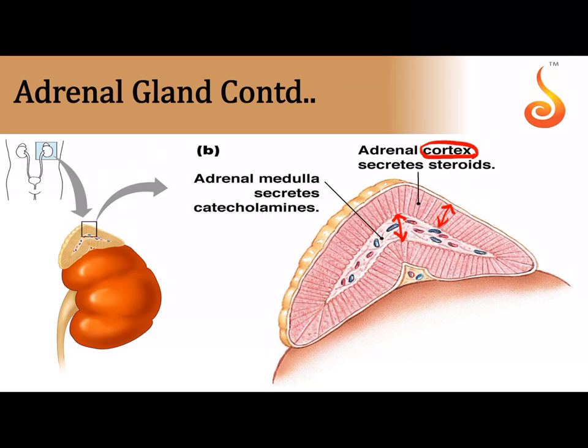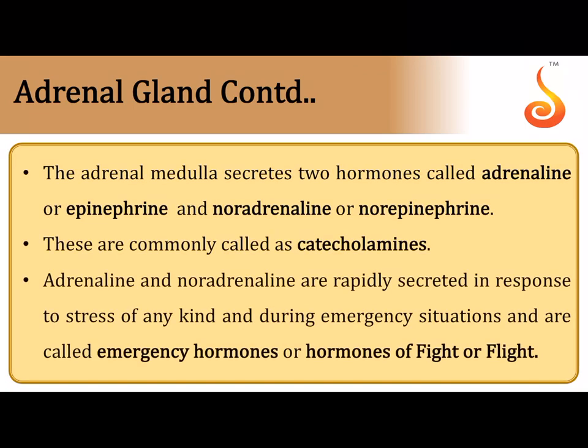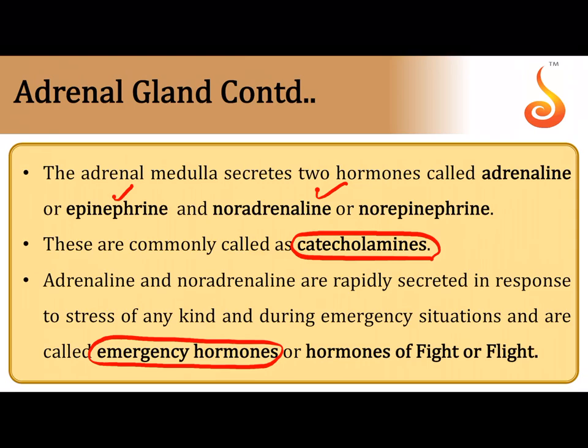So in this picture you can see how a section of the adrenal gland has been taken, and you can see two distinct zones, an outer cortex and an inner medulla. Now very importantly, we will first talk about the hormones which are released by the adrenal medulla. They are called catecholamines. Collectively, the catecholamines include adrenaline or epinephrine and noradrenaline or norepinephrine, and these are referred to as the emergency hormones, or hormones of fight or flight or fright, and these are released in your body whenever you're facing an emergency situation.